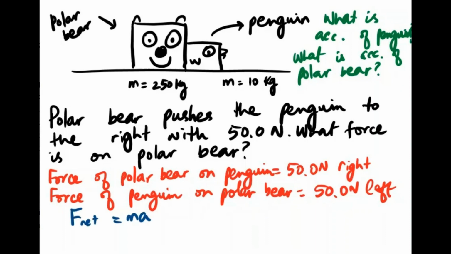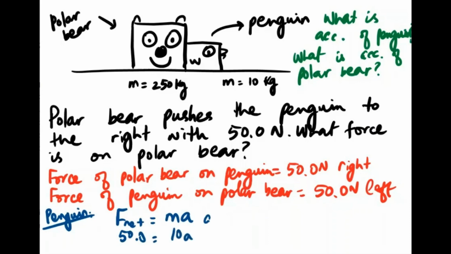So write down Newton's second law. Again, we know the force of the polar bear on the penguin is 50 newtons. For the penguin, the net force is 50 newtons to the right, so I'm going to keep it as a positive number. The mass is 10, and the acceleration is going to be 5 meters per second squared. It's going to be in the same direction as the force, towards the right.